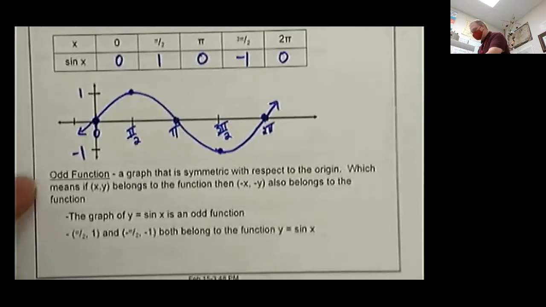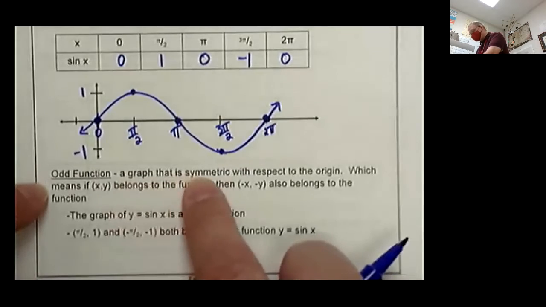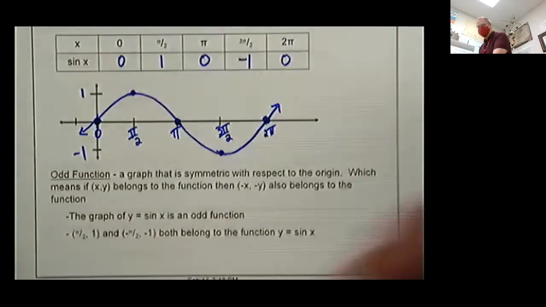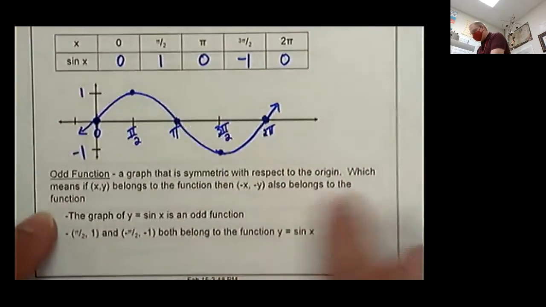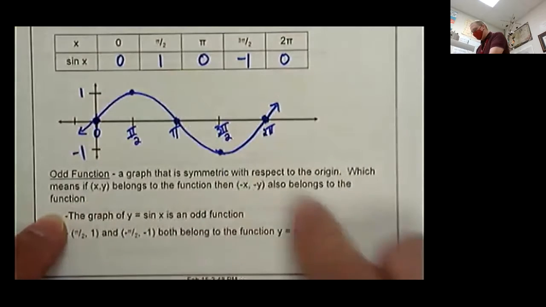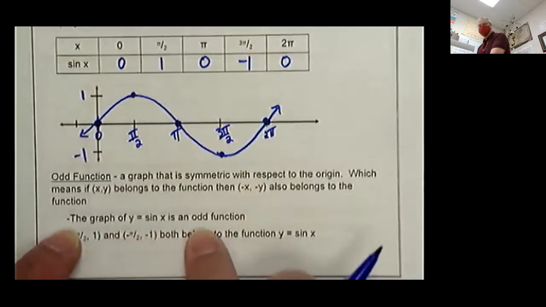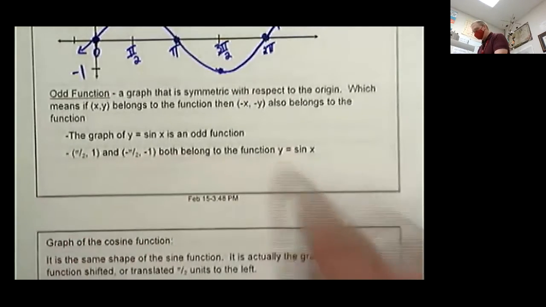We're going to note that sine is an odd function. Remember, an odd function from college algebra is a graph that is symmetric with respect to the origin. If we continue this the other way, sine actually goes on forever. We could keep graphing this over and over, and it just looks the same in both directions. But if we look just at the origin, this would be a 180 flip. That's our odd function, because that means for any ordered pair x, y, then -x, -y is also in the function. That's our rotation about the origin. Therefore, the graph y equals sine x is an odd function. For example, pi halves, 1 and -pi halves, -1 both belong to the function.